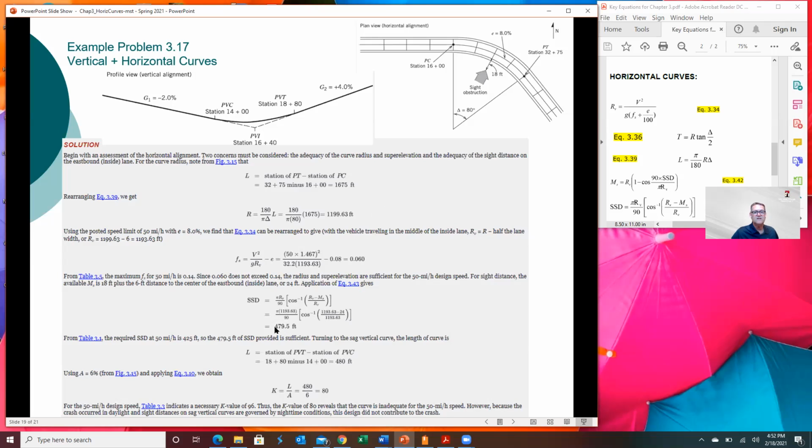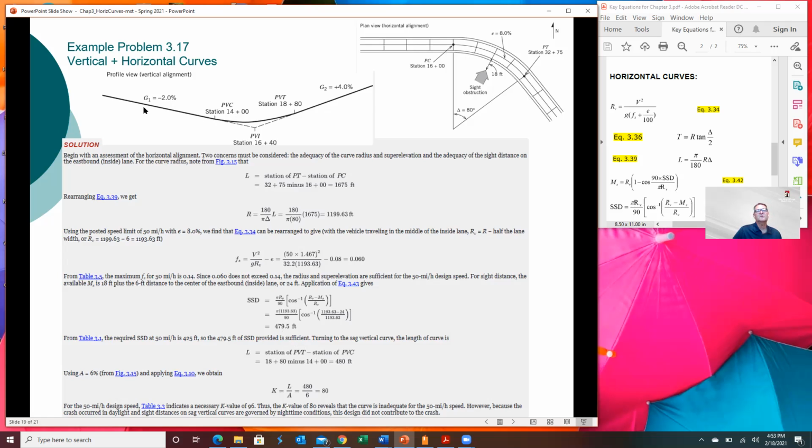You end up with a stopping sight distance for the horizontal curve and the sight obstruction of 479.5 feet. Now you go to table 3.1, the very first table in the chapter that relates stopping sight distance and speed. They say the required stopping sight distance at 50 miles an hour is 425 feet. So the fact that you've got just under 480 feet of stopping sight distance, that is sufficient, okay? So from the design that you have here for the horizontal curve, you're good to go. It's adequate for 50 miles an hour.